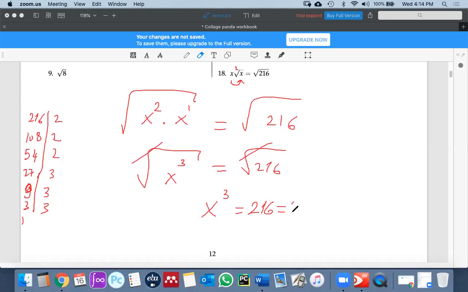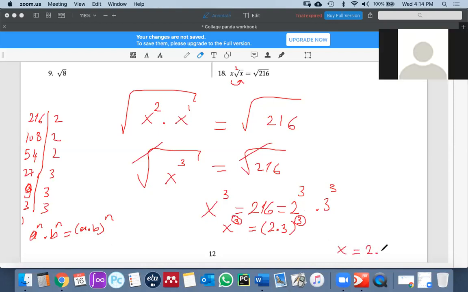216 is equal to 2 to the power of 3 times 3 to the power of 3. And there was one property, if you remember, a to n, b to n, a times b to the power of n. I mean, if we have different bases but common exponent, we can write them inside of parentheses. It means that x cubed is equal to 2 times 3, okay, to the power of 3. And then it's clear that since the exponents are equal to each other, 3 and 3, bases must be equal to each other, 2 times 3, which is number 6.